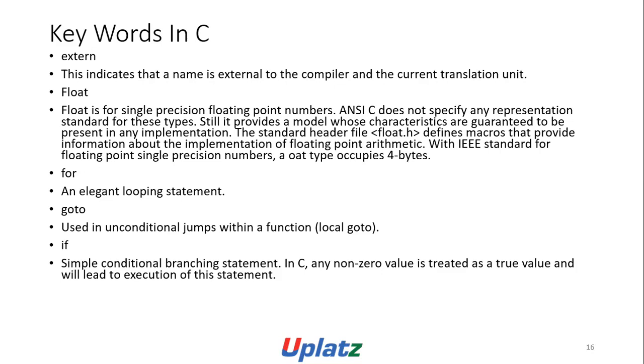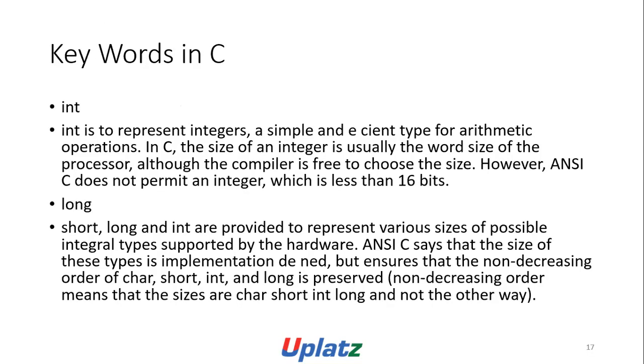For an elegant looping statement, use goto for unconditional jumps within a function, a local goto. If is a simple conditional branching statement in C; any non-zero value is treated as true and will lead to execution of the statement.